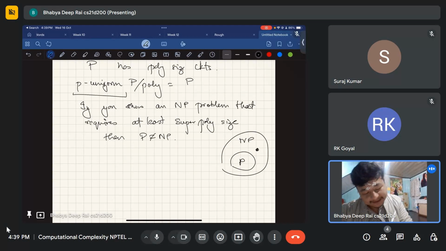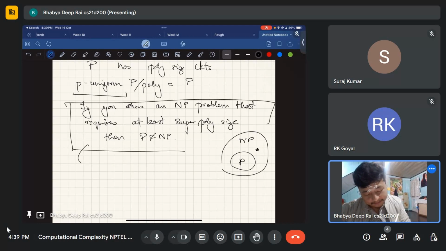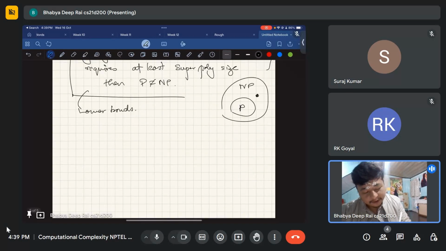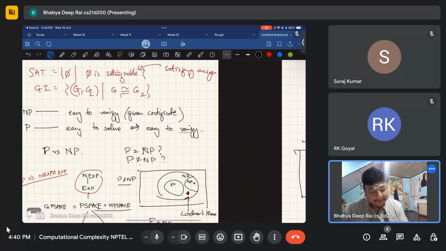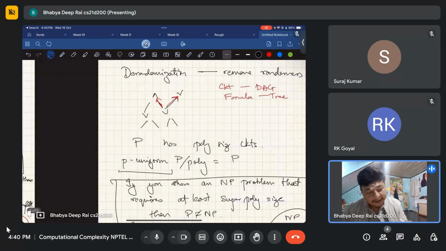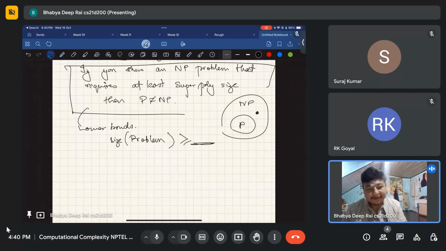And this is what are called lower bounds. That is, the size of circuit required for a problem is at least something. This is what is called a lower bound. And lower bounds help separate complexity classes. So this is the application of circuits.